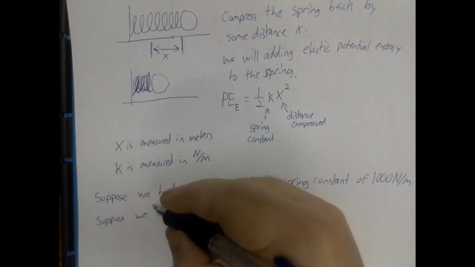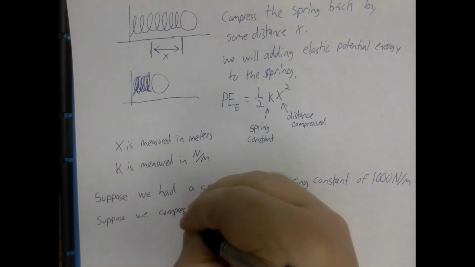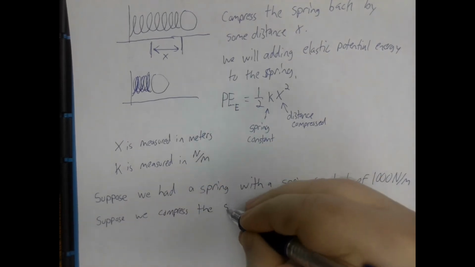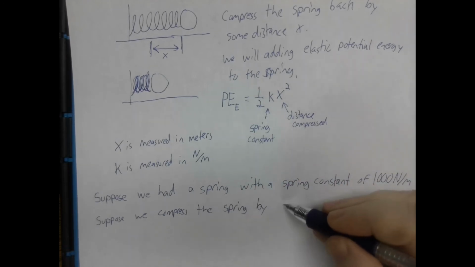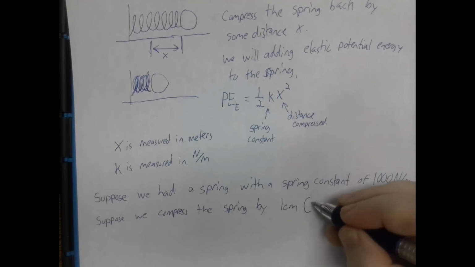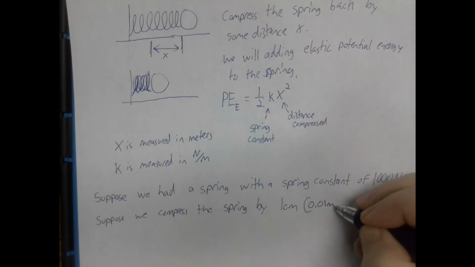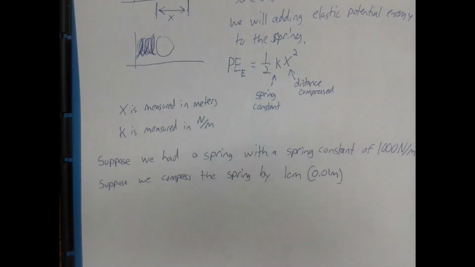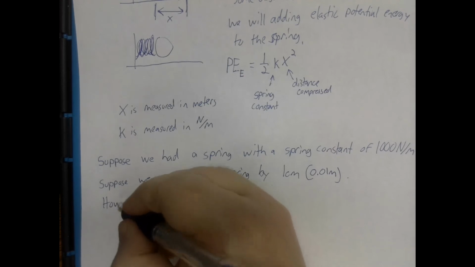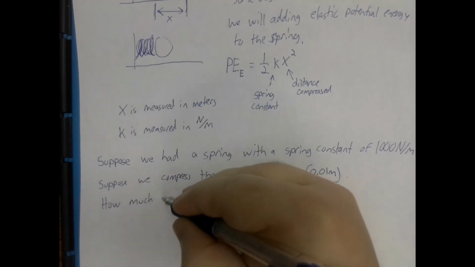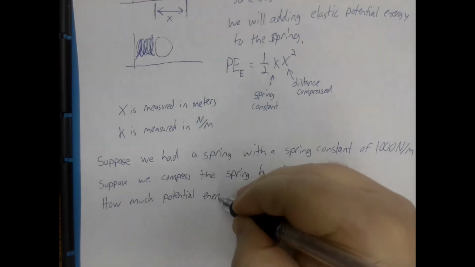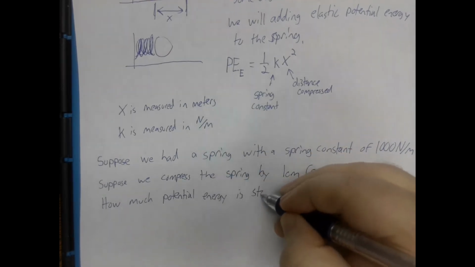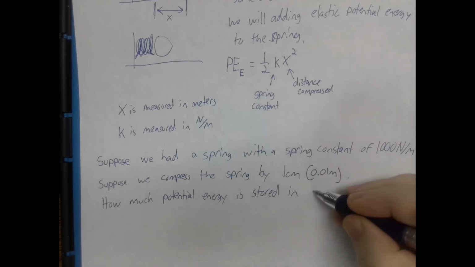Suppose we compress the spring by 1 centimeter. A centimeter is 0.01 meters. How much potential energy is stored in the spring?